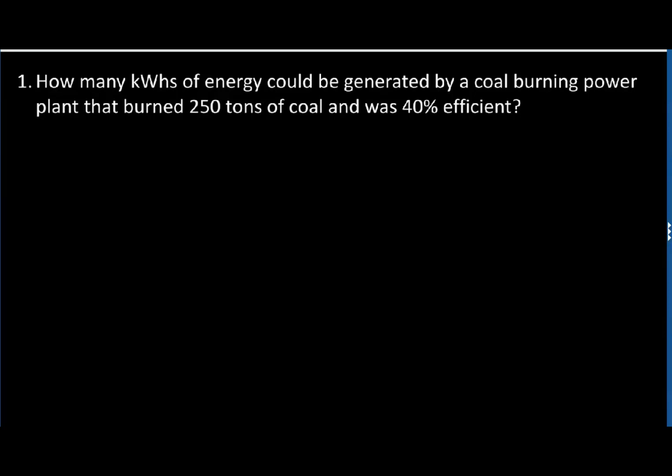So, okay, this one asks how many kilowatt hours of energy could be generated by a coal burning power plant that burned 250 tons of coal and was 40% efficient. There's two ways you can approach this problem. You can do the 250 tons and take 40% of that, or you can just take the 40% off at the end. I prefer to take the 40% off at the end.